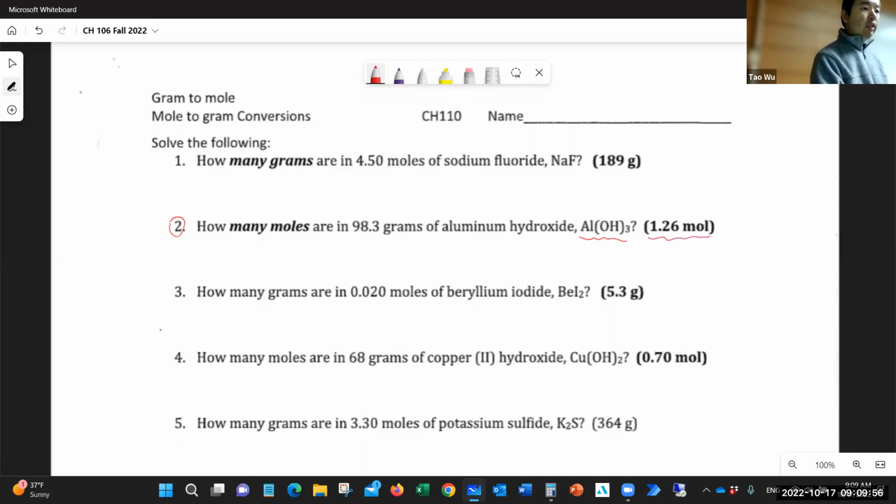Here, this is the answer key. So if you figure out the answer, then you can check whether you got it right or not.